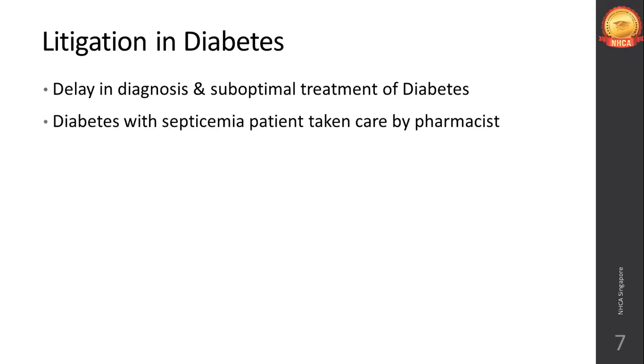Then another case of diabetes with septicemia, with the patient taken care of by a pharmacist. Here it was a nursing home, not a hospital. The diabetic patient was suffering from high grade fever, and the patient was brought in a very serious condition, and was diagnosed with diabetes along with UTI and septicemia. The treatment was also given by Dr. Vedanath Mishra, who was a specialist in medicine.